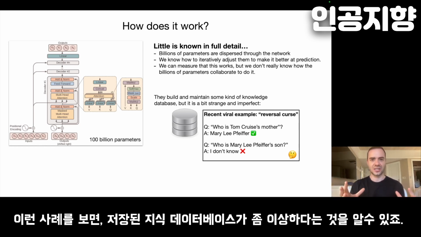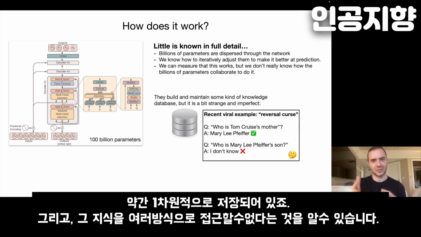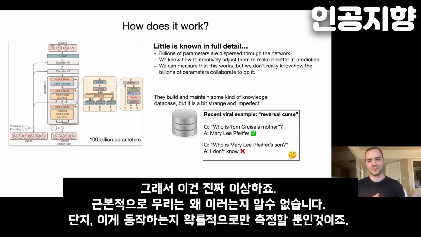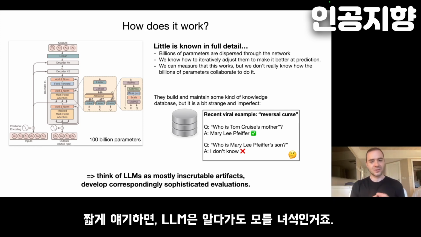So this knowledge is weird and it's kind of one-dimensional. This knowledge isn't just stored and can be accessed in all the different ways. You have to ask it from a certain direction almost. And so that's really weird and strange. And fundamentally, we don't really know, because all you can measure is whether it works or not, and with what probability. So long story short, think of LLMs as mostly inscrutable artifacts.